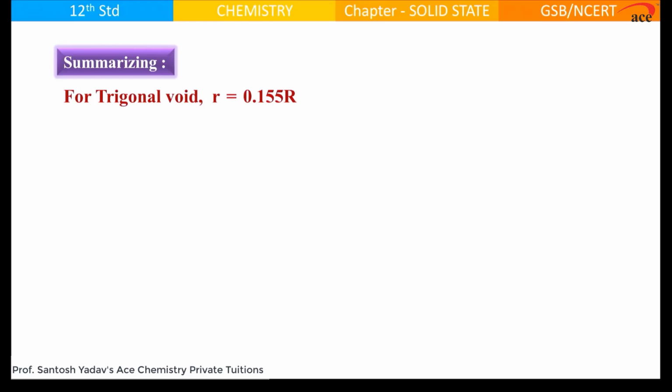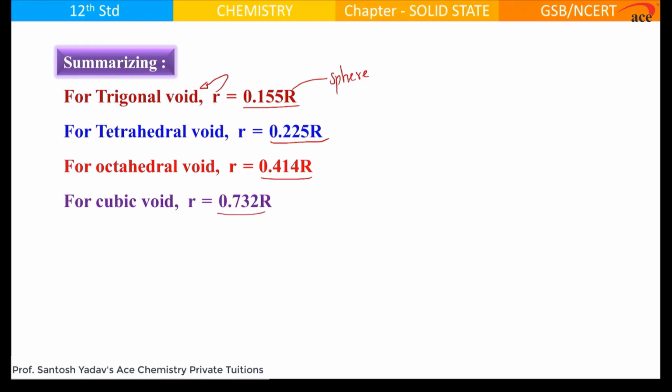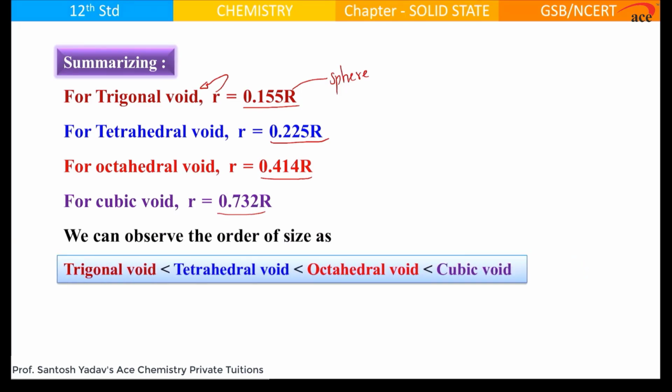Trigonal void is the smallest void with the size of 0.155 times R, where capital R stands for the radius of the sphere and small r stands for the radius of the sphere which exactly fits into that void. Similarly, tetrahedral void is 0.225 times R, octahedral void is 0.414 times R, and cubic void is 0.732 times R. So, we know which void is the largest. The largest void is cubic void and the smallest void is trigonal void.